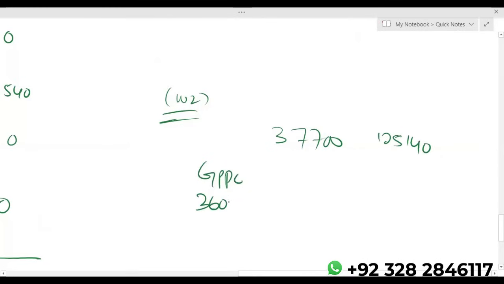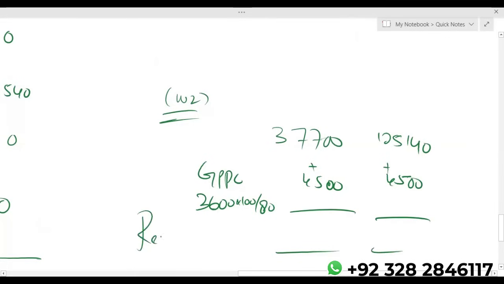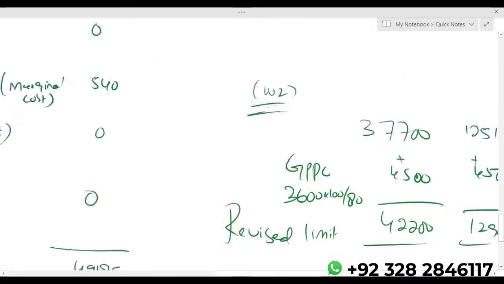Gross PPC 3,600, 100 upon 80 gives me 4,500. We will get the revised limits. Revised limits: 37,700 plus 4,500 is 42,200. 1,25,140 plus 4,500 is 1,29,640. So let's come here.